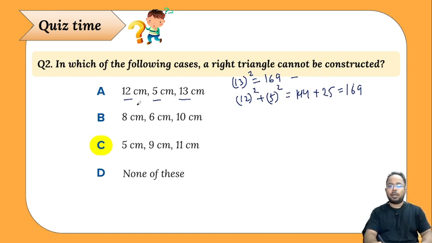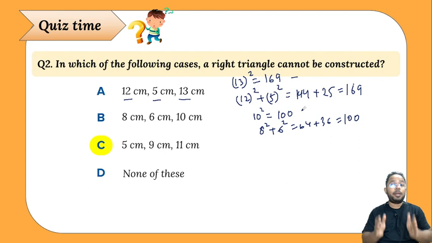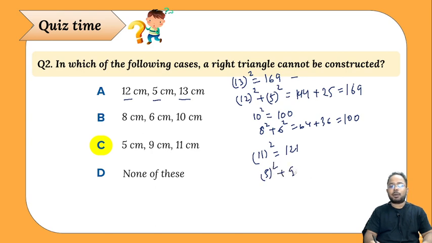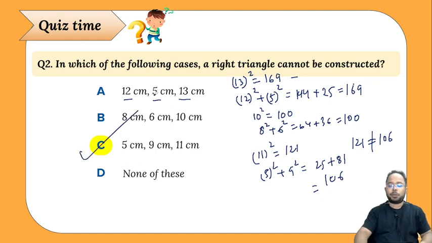8, 6 and 10, फिर से देखते हैं। 10 का स्क्वायर 100, 8 का स्क्वायर 64, 6 का स्क्वायर 36, ये तो 100 बन रहा है। That means ये भी राइट एंगल ट्राइंगल बनेगा। Third one, 5, 9, 11: 11 का स्क्वायर 121 आ रहा है, and 5 square is 25, 9 square is 81, if we take the sum it's 106, so 121 is not equal to 106, so we will go with the second option.